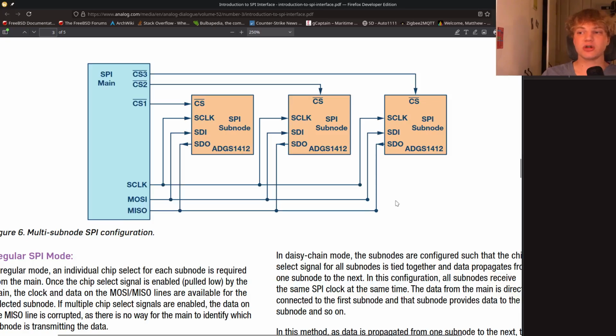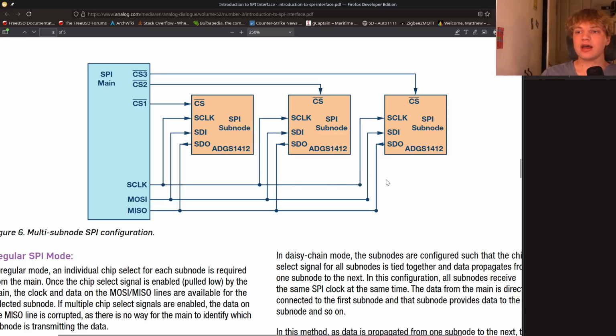And with MISO, the slave can send information back to the master. So think like an ADC, for instance. And a MOSI pin would be appropriate if you were using a DAC. So with a DAC, I'm sending it a signal that I want converted to analog, so I'd send it over MOSI. With an ADC, I typically want to read in analog information. And SCLK is the thing that actually synchronizes when each bit is going to be read or written.